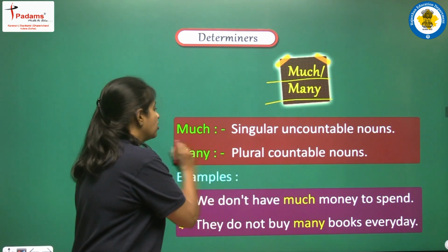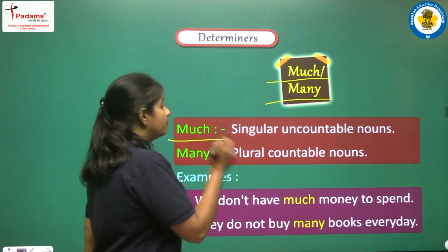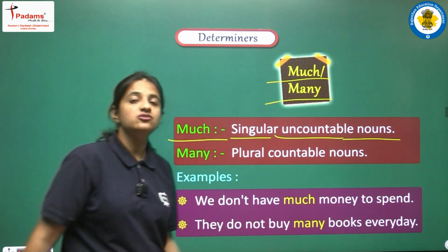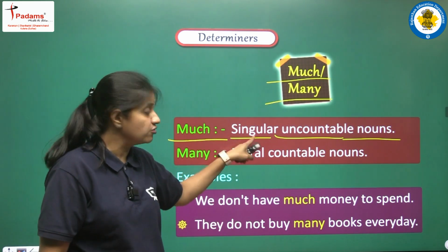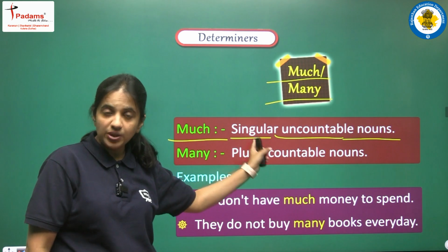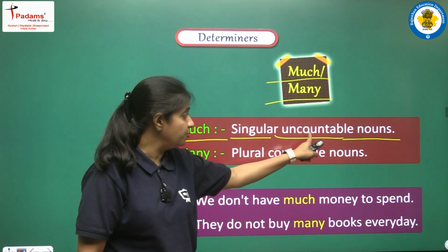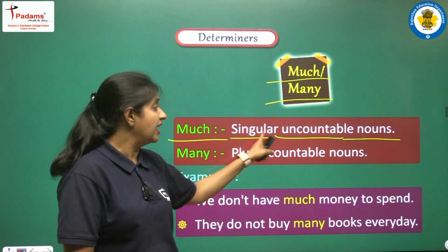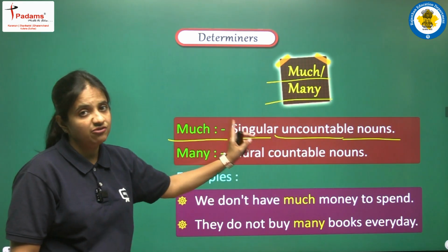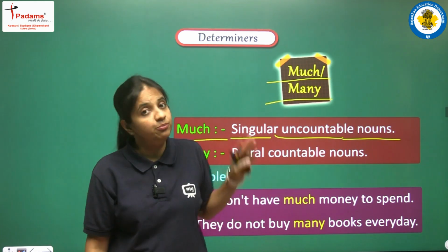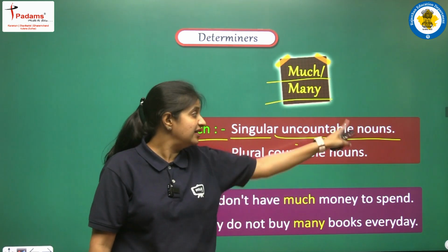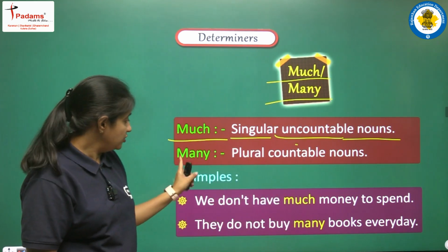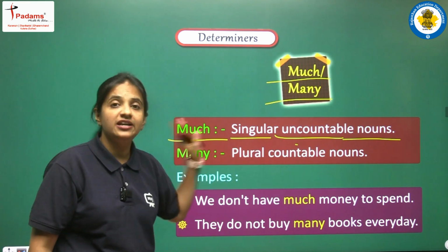So first of all we will talk about much. Much is used for singular uncountable nouns. So yes, always much is used for, first of all, a noun that should be singular, and second thing, the noun should be uncountable. So now students, you have to be careful regarding these terms. You have to identify that the noun is singular or plural, and you have to identify that the noun is uncountable or countable. So first of all, let's read this, then I will clear all the terms.